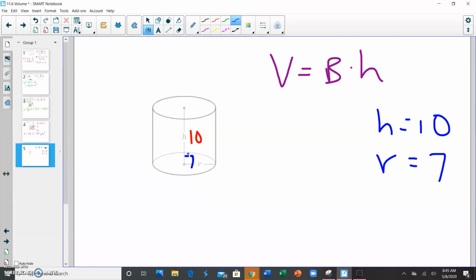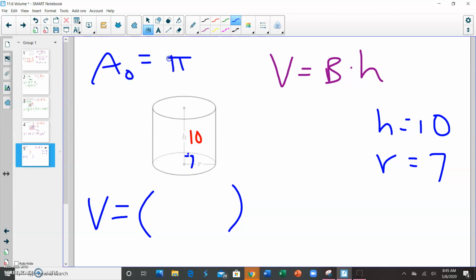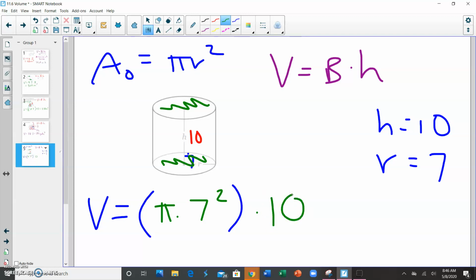Once again, it's the same thing. The volume is equal to the area of the base times the height. So what is the area of the base? The base is a circle. What is the area of a circle? That's pi r squared. So this is the top and this is the bottom. So what is pi r squared? It's pi times 7 squared. And then you multiply by the height, which is 10. And that would be your volume of a cylinder.